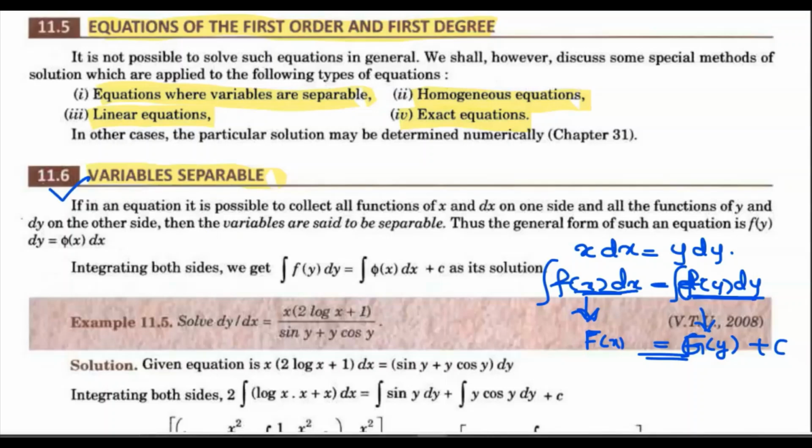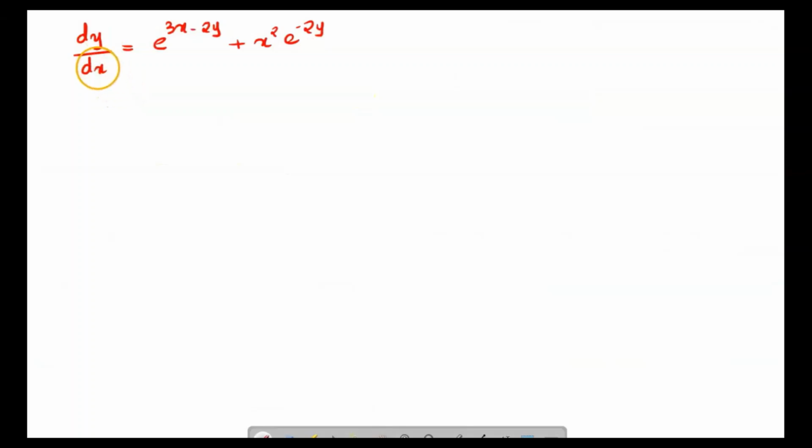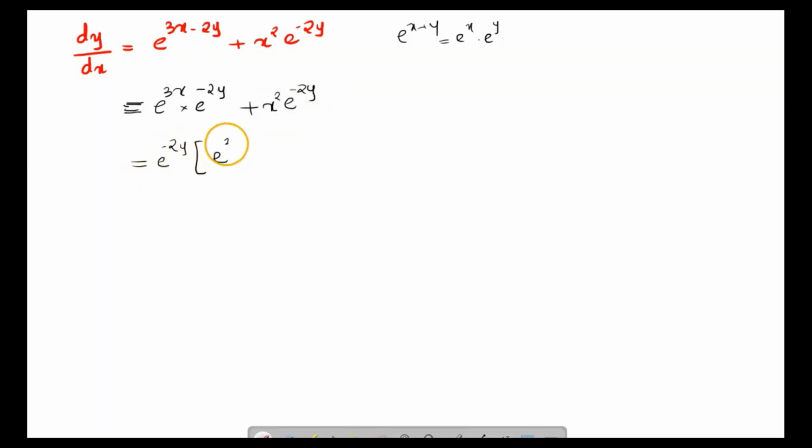For example, given a differential equation dy by dx is equal to e raised to 3x minus 2y plus x square e raised to minus 2y. Now we can write e raised to 3x minus 2y as e raised to 3x into e raised to minus 2y, just as e raised to x plus y is e raised to x into e raised to y. Now plus x square e raised to minus 2y. Now e raised to minus 2y is common, so let's take it outside. This is e raised to 3x plus x square. So dy by dx is equal to this.